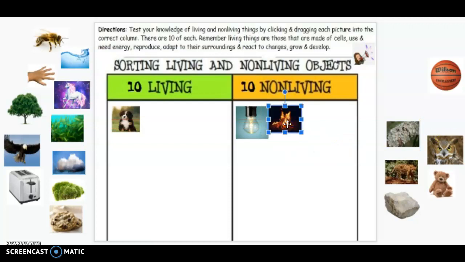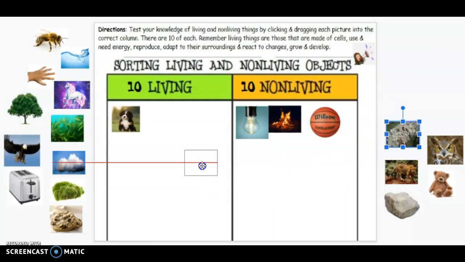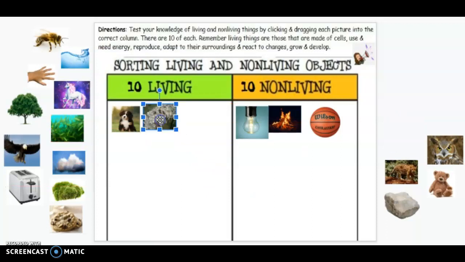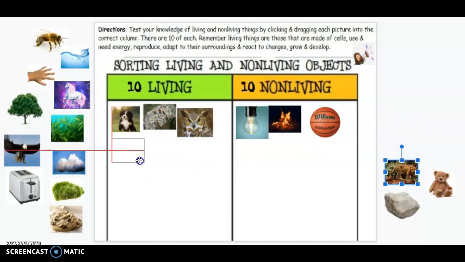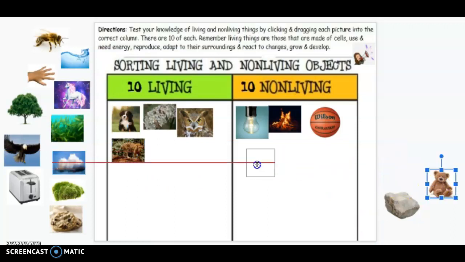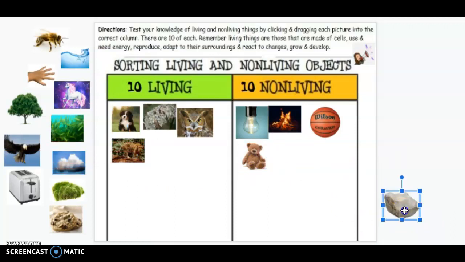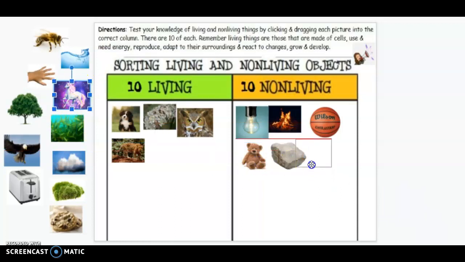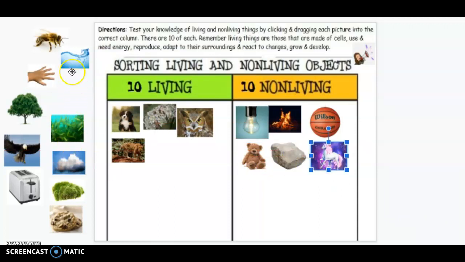One of the arguments we often hear is, well, fire is moving, it can grow, but it doesn't have cells and it doesn't do some of the other things. So you have to really fit all the characteristics. I moved over a dog, lichen, which is algae and fungi working together. An owl is living, a jaguar is living, a teddy bear looks like an animal, but it's not living, obviously. Rocks are non-living, they are not made of cells. Unicorns are imaginary, unfortunately not living.